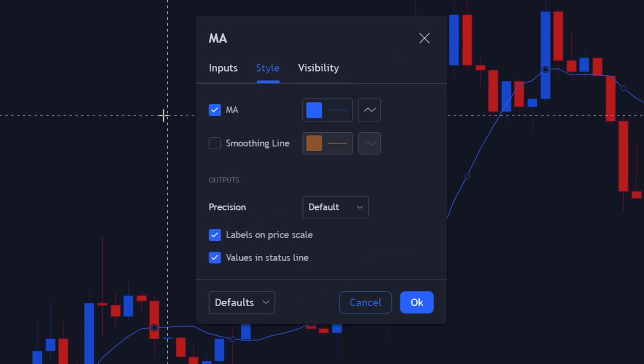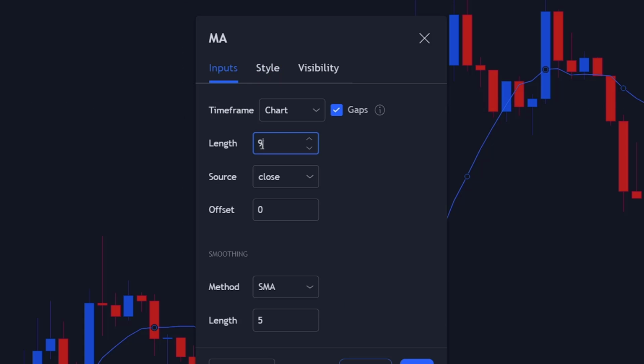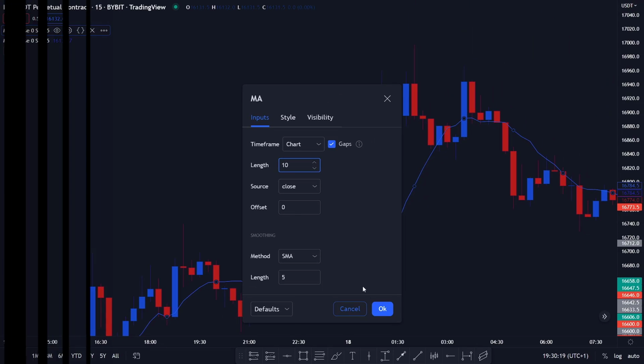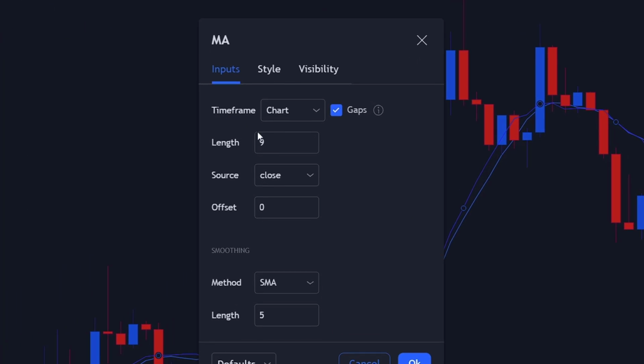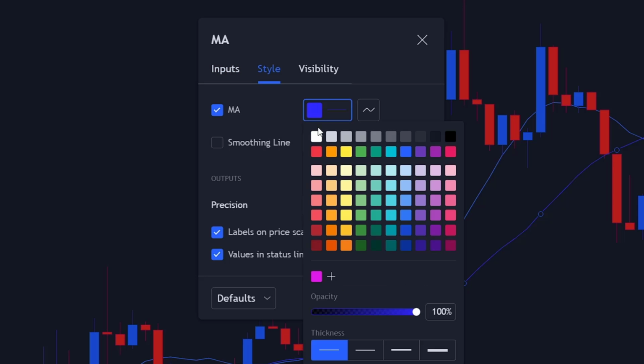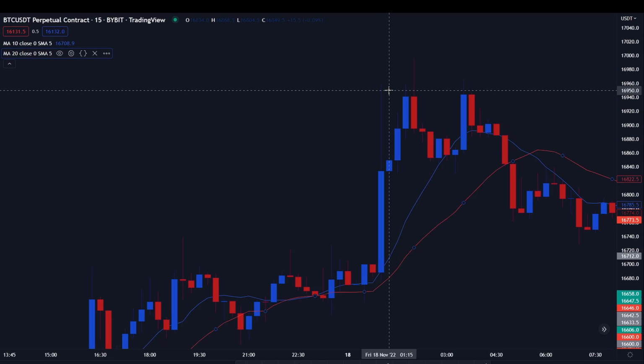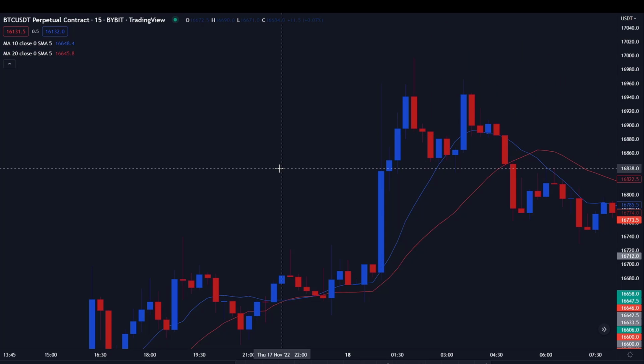After we have added them, we go to the settings of the first indicator, go to inputs and change the length from 9 to 10. The rest of the settings we leave on default. Next, we open the settings of the second SMA and change the length also, but this time to 20. We then go to style and change the default color blue to red. We are now ready and prepared to execute the technique.